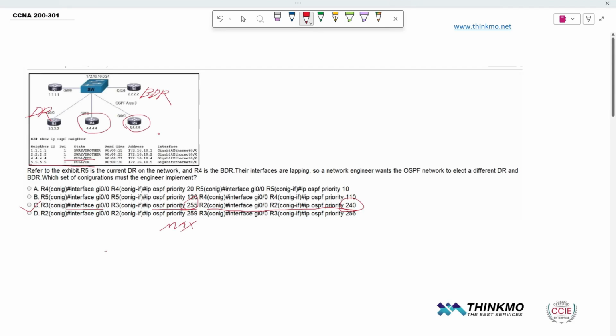Why are 4 and 5 selected as the DR and BDR by default? It's because their router IDs are relatively large, so they're selected by default. When we manually specify, we just increase their priority. Priority is the first criterion, the top vector. If the priorities are the same, then the selection is based on the router ID. So the correct answer to this question is C.